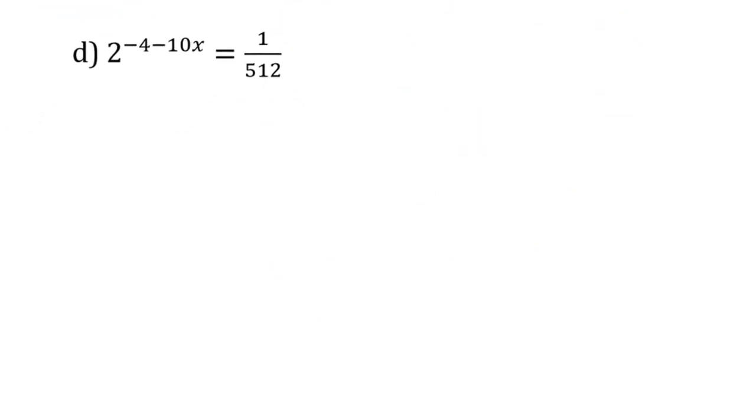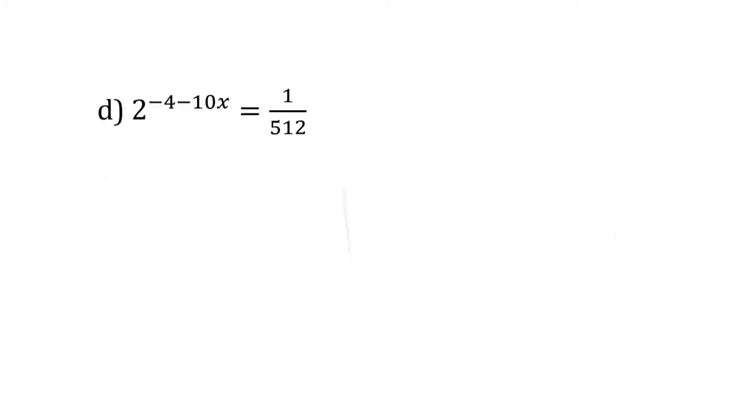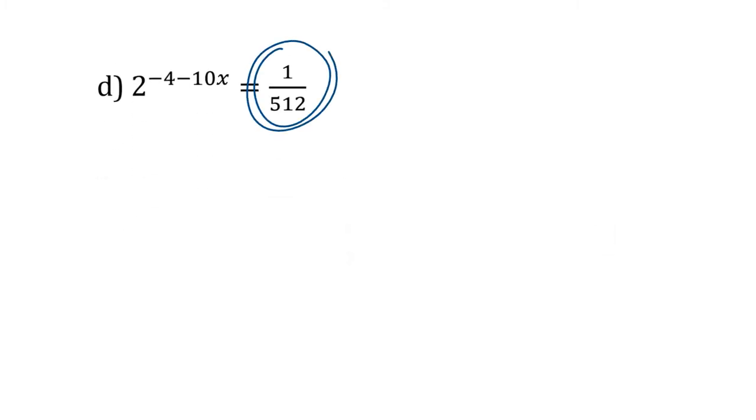Last one. Ooh, this is a little strange. So this is 2 to the negative 4 minus 10x equals 1 over 512. Now, a couple things we have to notice here. When it's a fraction, we immediately have to think negative exponents. That's negative exponents cause fractions. So if I see a fraction, I want to think about a negative exponent.